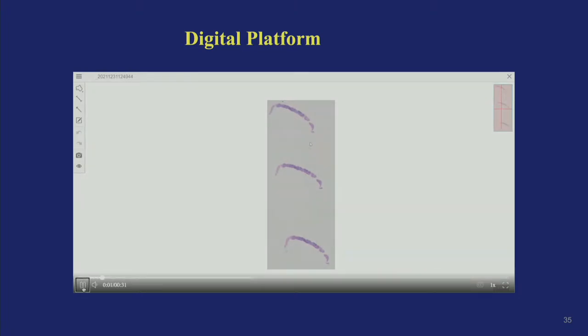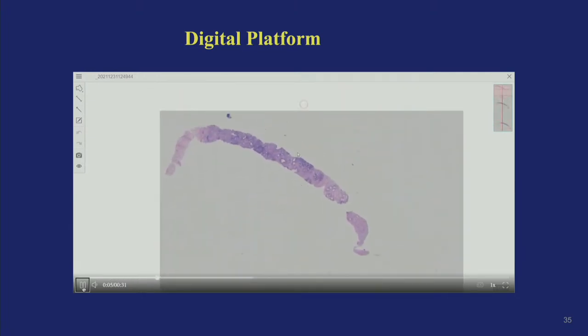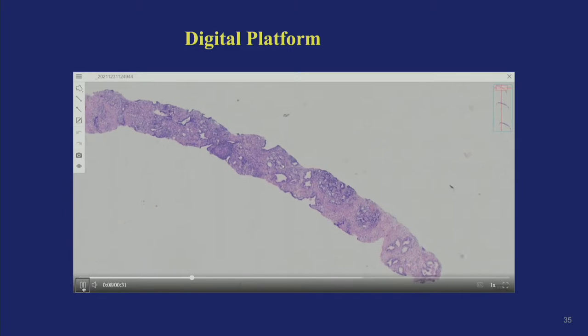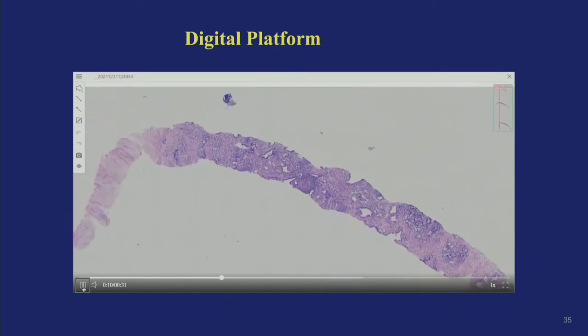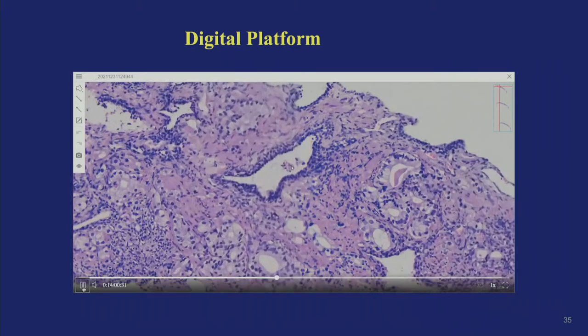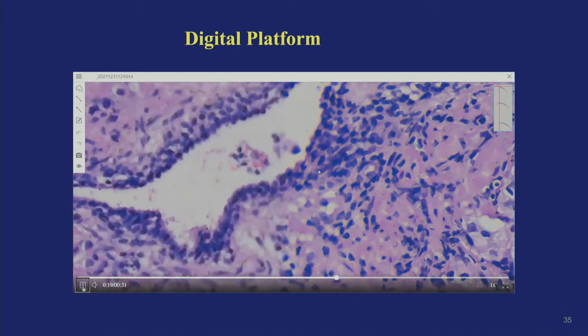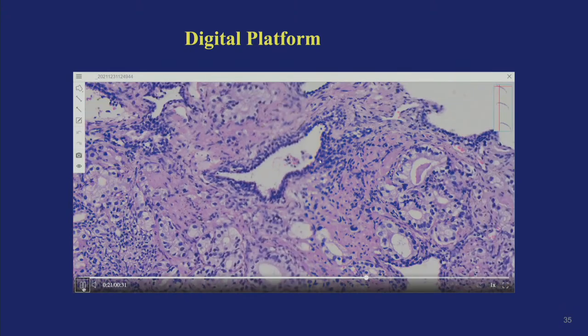So for example, this is a slide which is scanned by the scanner. You can see that the entire slide is available to us, and you can see every nook and corner, and you can use it for identifying every area. And also, since these machines have it, you can even measure the depth of infiltration, which is very important.